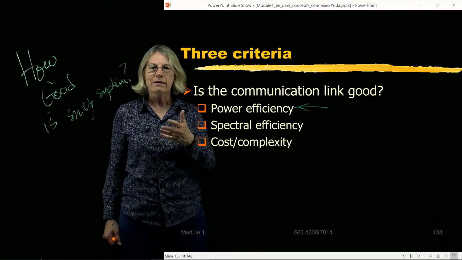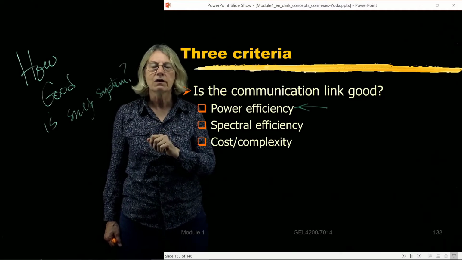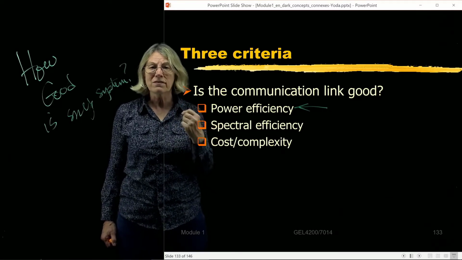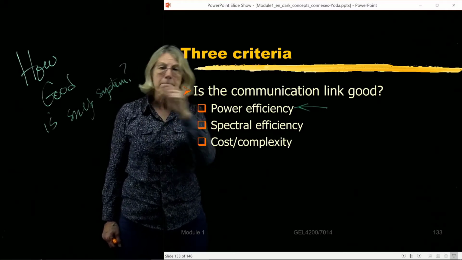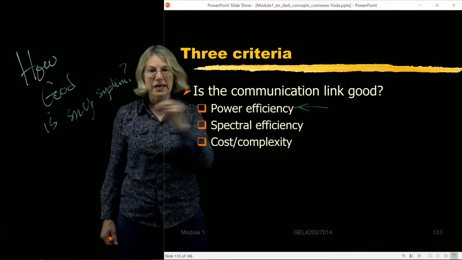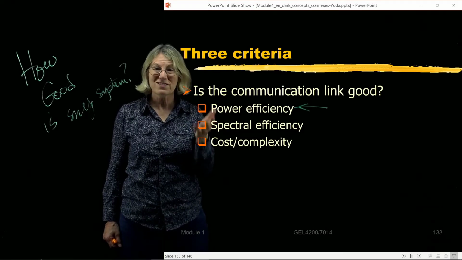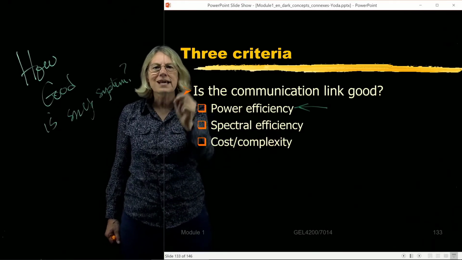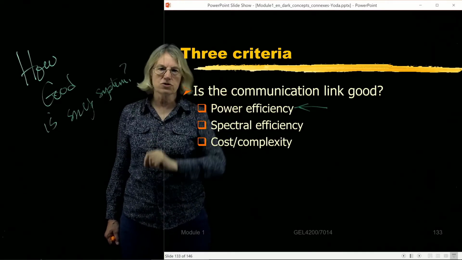And so, of course, if I dial the power down, maybe I'll make a lot of errors. But I want to compare them. Suppose I have the exact same power on two communication systems, but one of them has a lot fewer errors. Well, that's what I mean by power efficiency. For the same power, how many errors do I get?